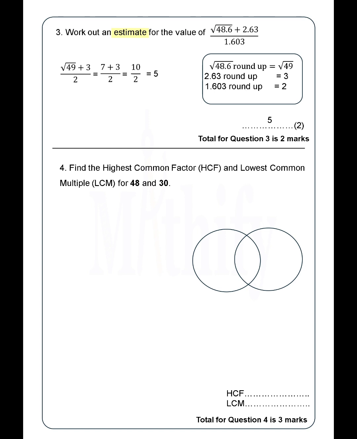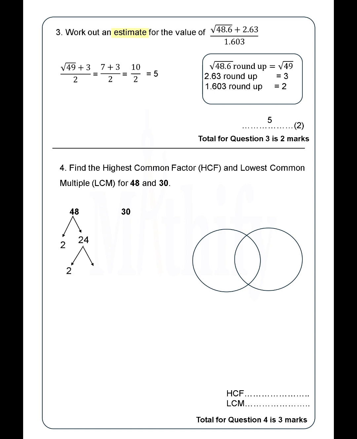Question 4. Find the highest common factor and lowest common multiple for 48 and 30. The first important step in any highest common factor and lowest common multiple question is to work out the prime factors. So we have 48 and 30. 48 can be split into two numbers that multiply each other to give 48. So 2 and 24.